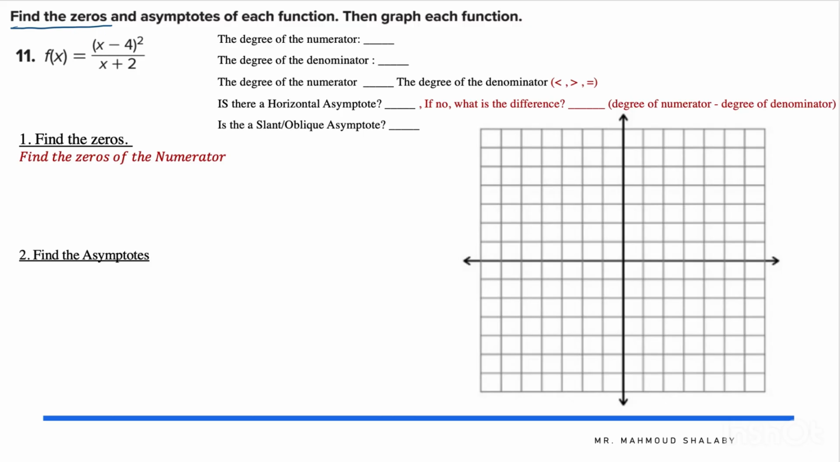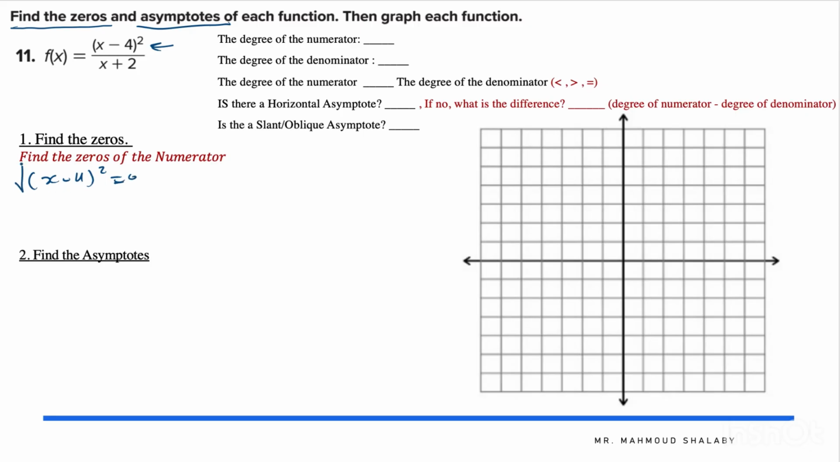So again, from the beginning, the question says find the zeros. So I will start with this part, then we will go later to the asymptotes. To find the zeros, we said, if you remember, find the zeros of the numerator only. What is the numerator here? The numerator here is x minus 4 all to the power of 2. I will just put (x minus 4) to the power of 2 equals 0. We equate it to 0 and solve for x.